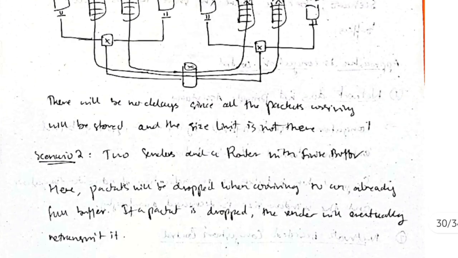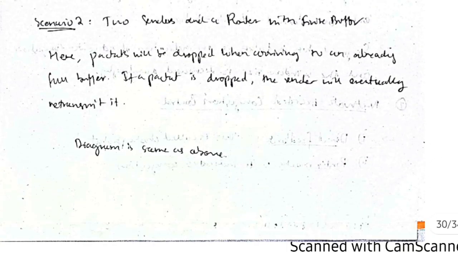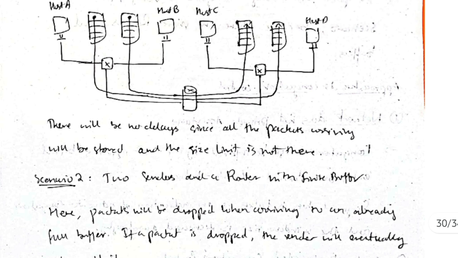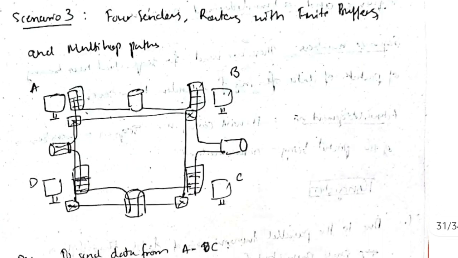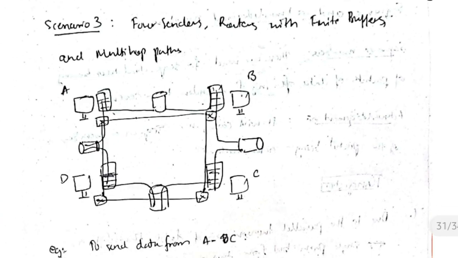Okay, the next scenario is where we have two senders and the router with finite buffer. Here the buffer is finite, so if the buffer gets full, at that time some packets will be dropped. The dropped packets will eventually be resent by the sender. Okay, so that is about the second scenario. And the third scenario is how to have a finite buffer as well as reduce the probability of packet loss.